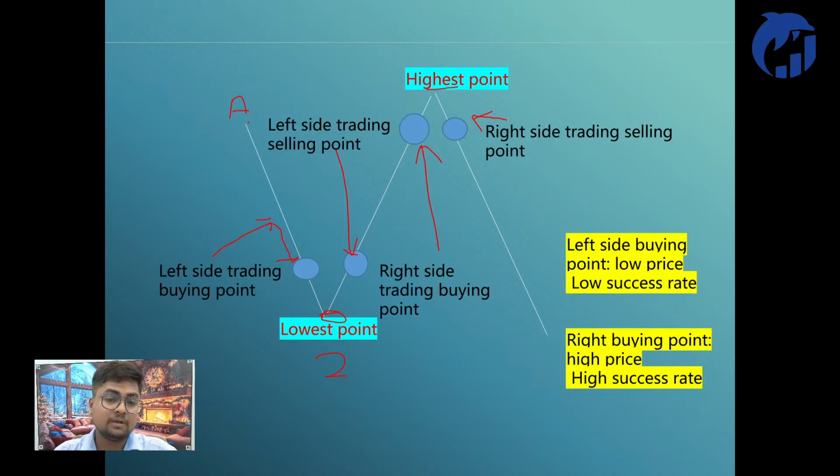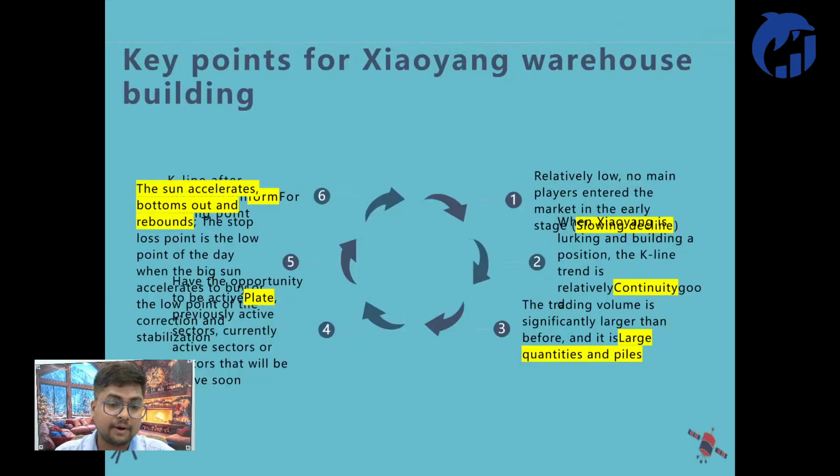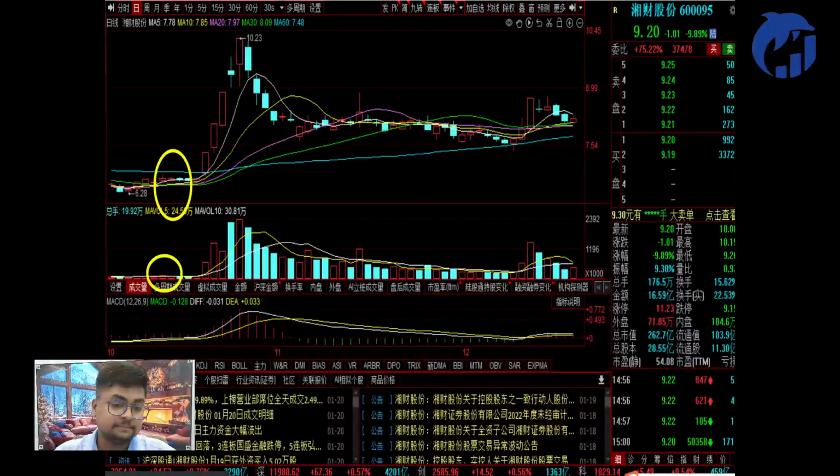So now we have to see the left side buying: low price and low success rate. Whenever we buy at this price on the left side, we have a low price and low success rate, and at the right side trading buying point, we have a high price but a high success rate too. I hope you got all of my points.